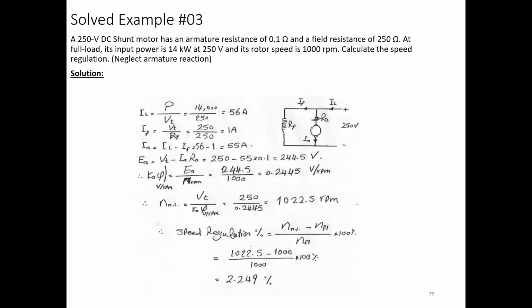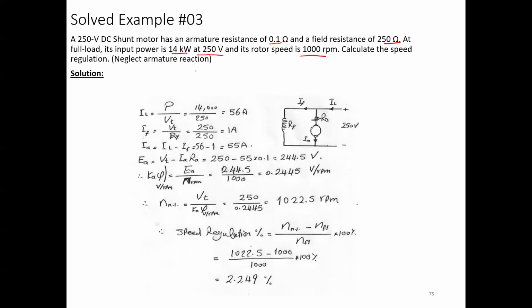Let's go to another solved example here. "A 250-volt DC shunt motor has an armature resistance of 0.1 ohm and field resistance of 250 ohm. At the full load, its input power is 14 kilowatts at 250 volt, and the rotor speed is 1000 RPM. Calculate the speed regulation and neglect the armature reaction."